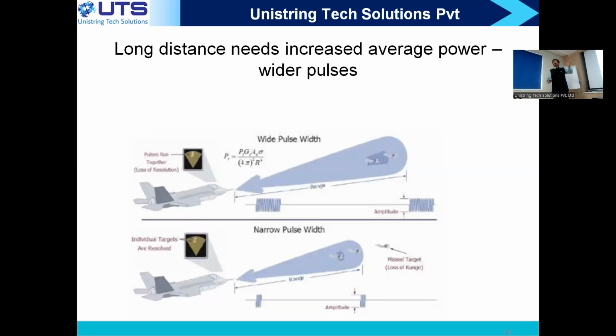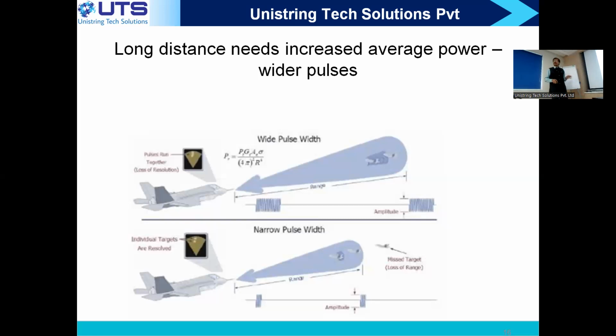Peak power you can increase up to some extent, but beyond some limit you can't increase. Devices burn, heat gets generated, a lot of challenges will be there. So if you don't have an option of increasing the peak, you will increase the pulse width. The average power is equal to peak power into pulse width by PRI. So when your pulse width is higher, the power increases. When your average power increases, your detection capability for long range targets increases.